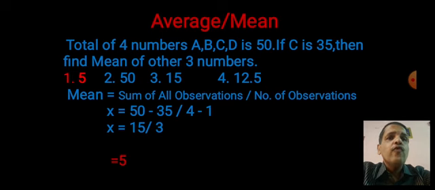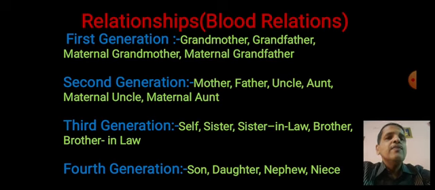Now X is equal to, what is the total? 50, but it is of 4. What is C's value? 35. So 50 minus 35, that is the sum, divided by the number of things given: A, B, C, D, 4. But 1 we made minus, so here also 1 we have to deduct. 4 minus 1. So X equals 50 minus 35, 15, divided by 4 minus 1, 3. So your answer is X equals 15 divided by 3, so 5. Like that, mean or average we can use.